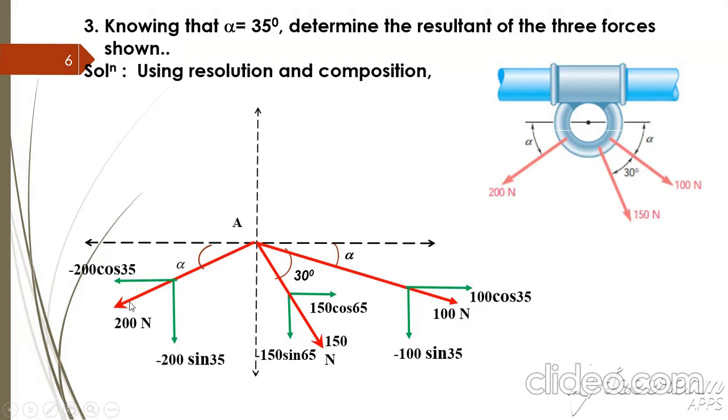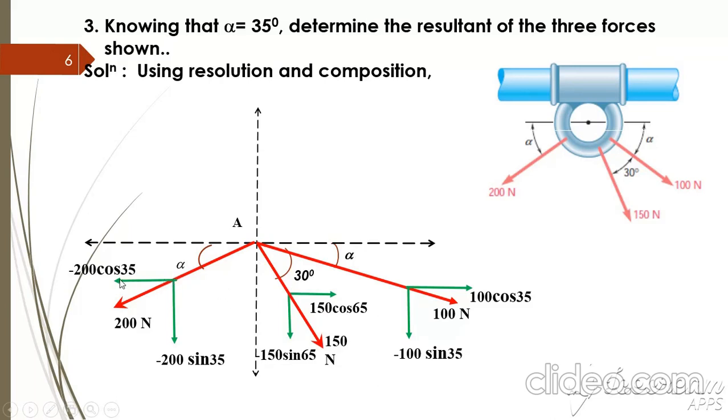The first force, 200 Newton, makes an angle of alpha, then the second force, 100 Newton, makes an angle of alpha with respect to x, and the third force, 150 Newton, makes an angle of 30 degree with respect to the 100 Newton force. Now, as this is a concurrent force system having three forces, to replace these three forces with one resultant force we are using the resolution and composition method. So resolving all these inclined forces into horizontal and vertical components.